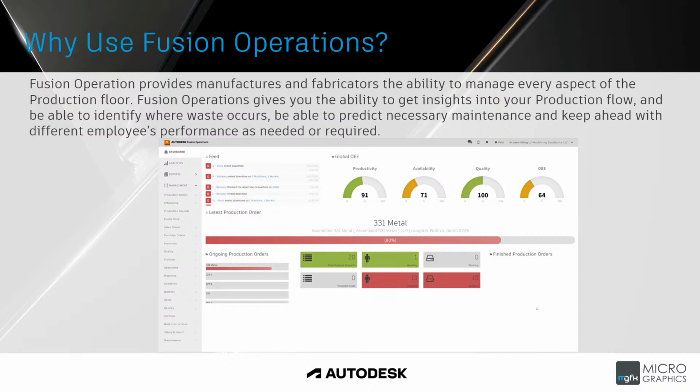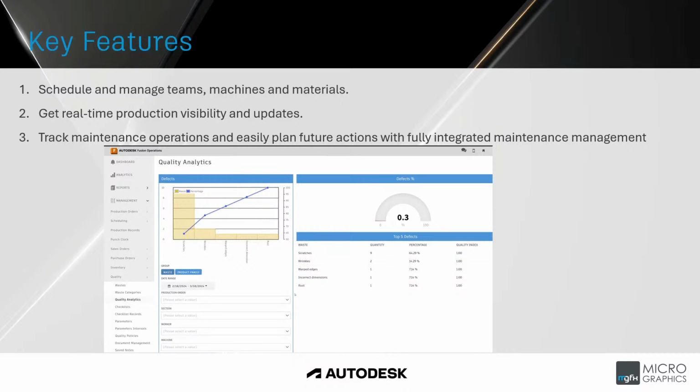You can track downtimes on machines and workers, and get real-life updates regarding the progress on the production floor. Now, Fusion Operations' key features are that you can schedule and manage teams, machines, and materials, get real-time production visibility and updates, track maintenance, operations, and easily plan future actions with fully integrated maintenance management.